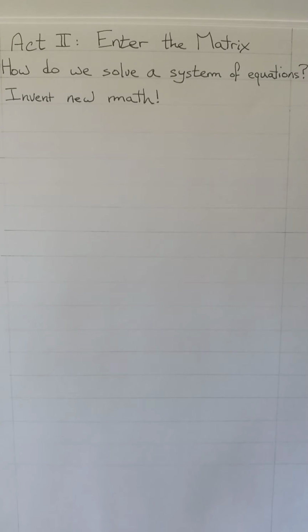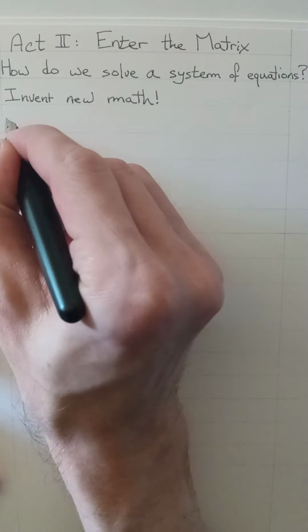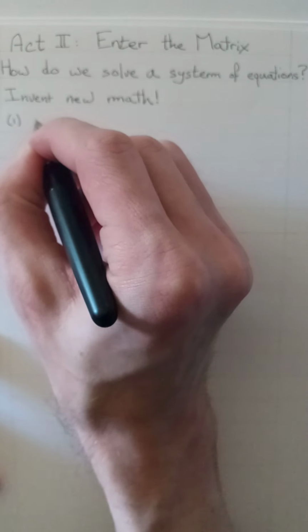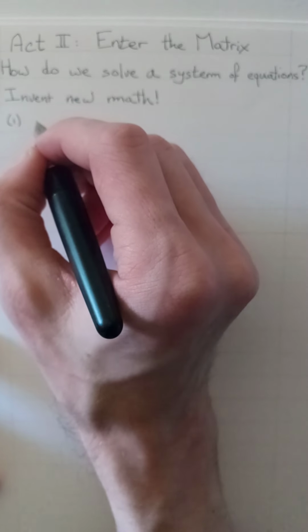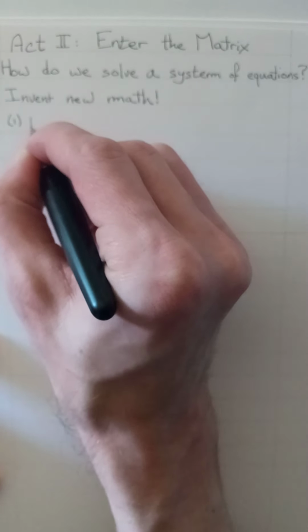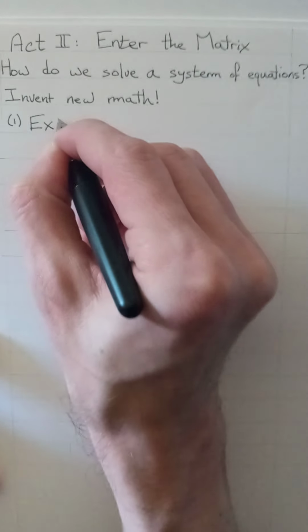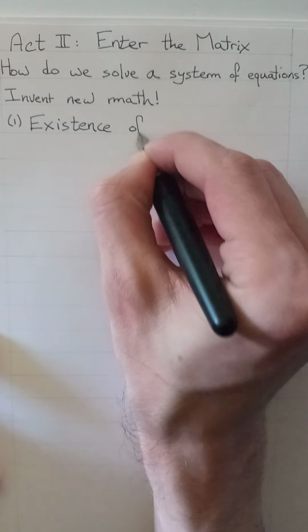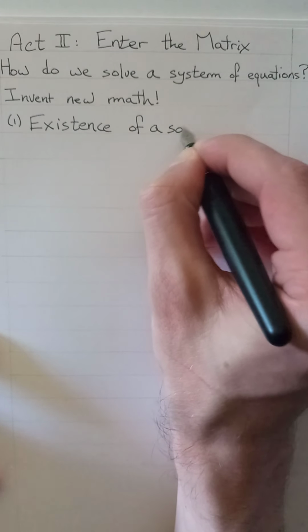But when a mathematician is posed a new problem, there are two questions that they ask that are not answered by what we've done. One, does the solution exist? Is there at least one solution? This is generally called the existence of a solution.